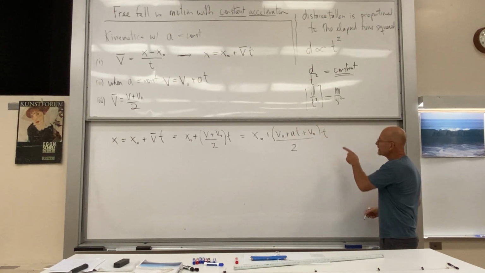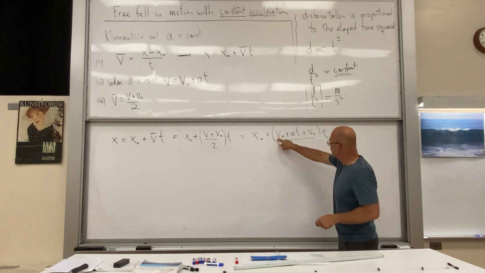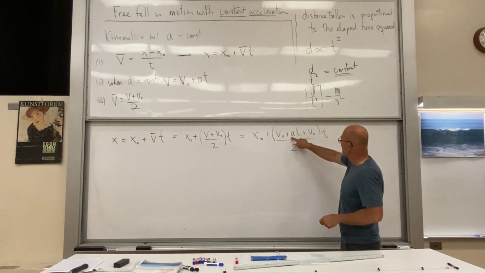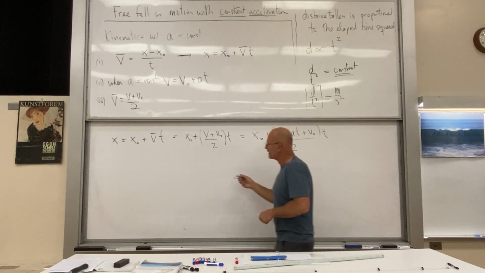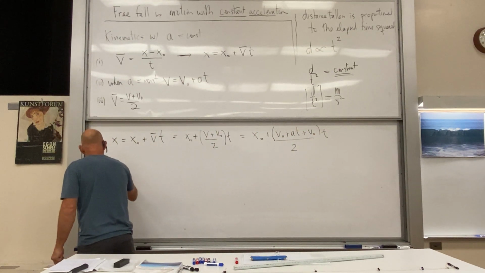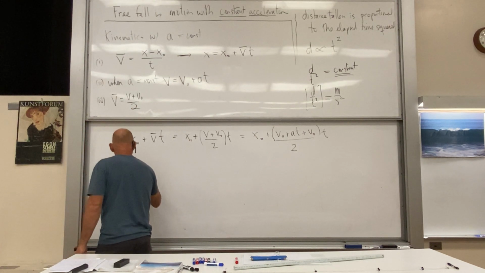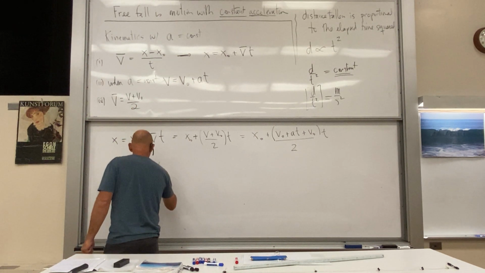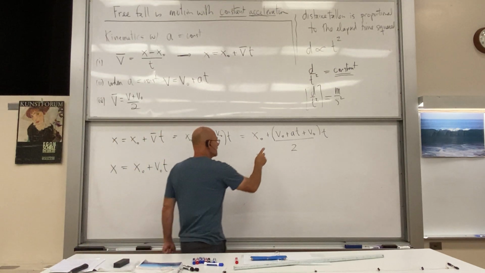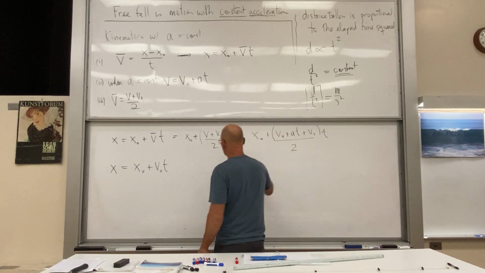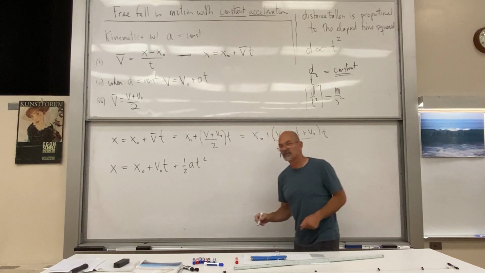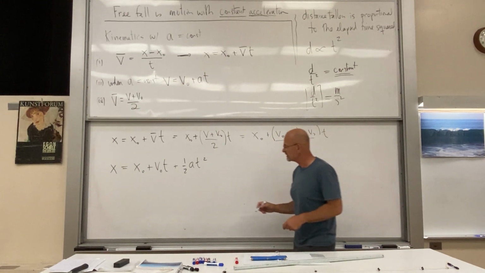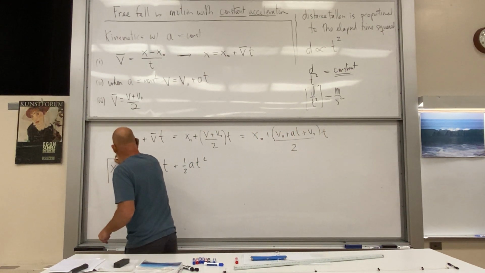So all we have to do is simplify this thing. You see we're going to have 2v0 divided by 2, and then at divided by 2, and that all multiplied by t. So without further ado, we have x equals x0 plus v0t, right? These two divided by 2 times t, plus 1/2 acceleration t squared. Okay. This is the famous distance times squared law with a box around it.